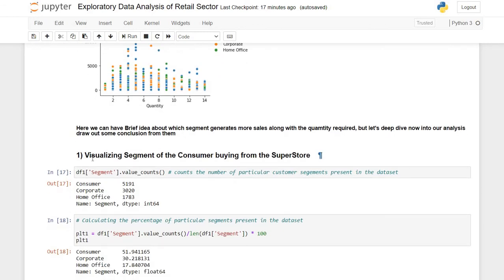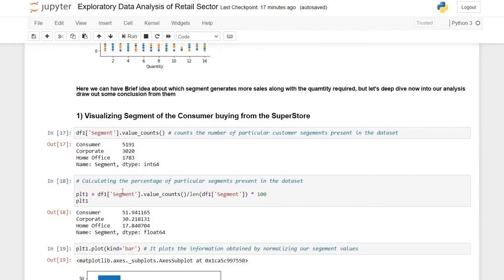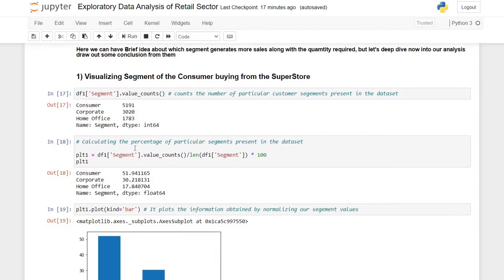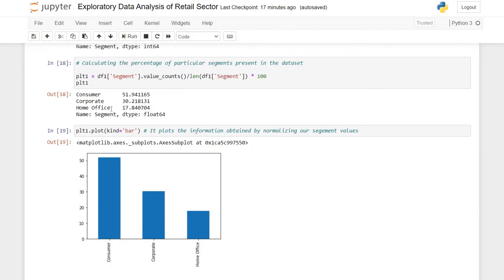Now our first question to address will be visualizing the segment of the consumer buying from the superstore. So which segment of the consumer buys maximum? Is it corporate, retail? So we have to find out. First of all, we'll get value counts of each and every segment. That is consumer, there are 5191 present. For corporate, there are like 3020 present, etc. Now we'll plot it in order to better visualize it. So using the library of matplotlib, we'll be plotting this, and we get the following.